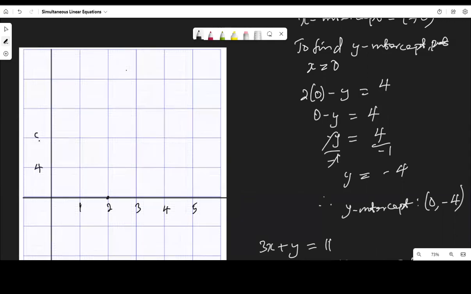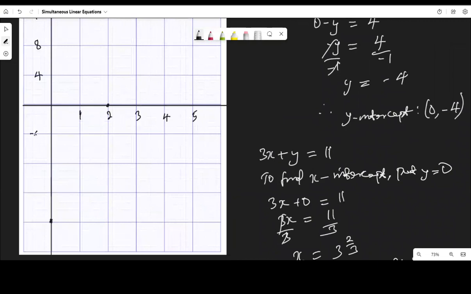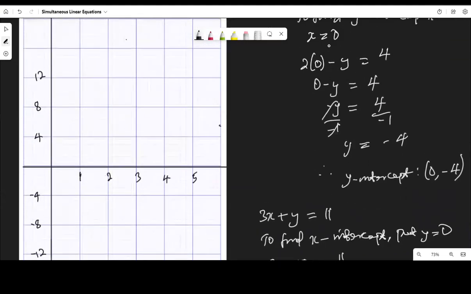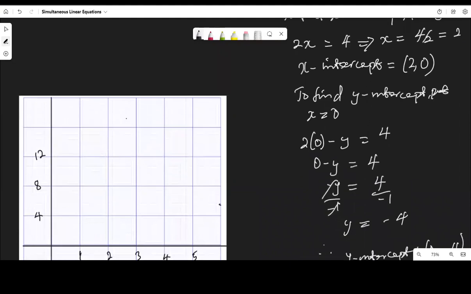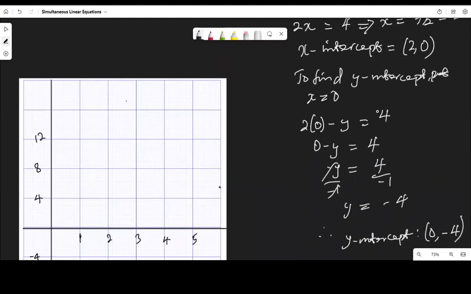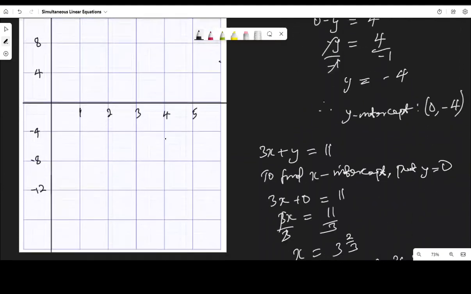Let me use 4, 8, 12. So here will be negative 4, negative 8, and negative 12. Okay? But this one we can still leave as 1, 2, 3, since the highest x intercept I have here is 3, whole number 2 over 3. Let me remove these points that I plotted earlier. So for the first equation, which is 2x minus y equal to 4, the x intercept is 2, while the y intercept is negative 4. So negative 4 is right here. Let's plot it there. Then 2 is right here.